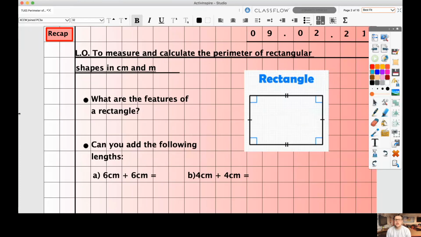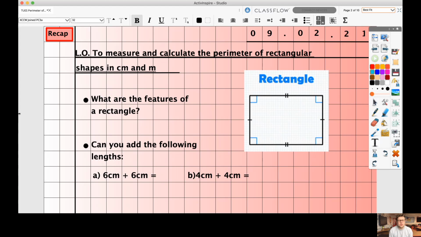Today, Tuesday, 9th of February, we're starting our new bit of work on perimeter. We're going to be measuring and calculating the perimeter of rectangular shapes in centimeters and meters. Now, you might not know what perimeter means, or you might already know it. If you don't know, that's fine. Don't worry, because we're going to look at it today. But we're going to be doing it for rectangular shapes.